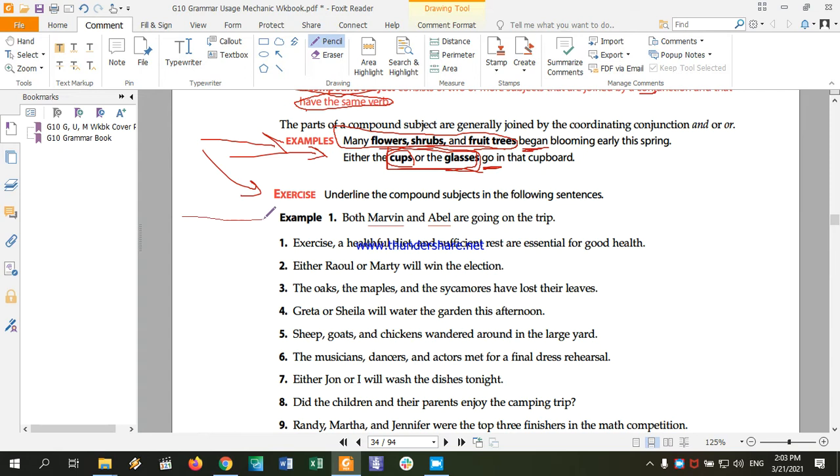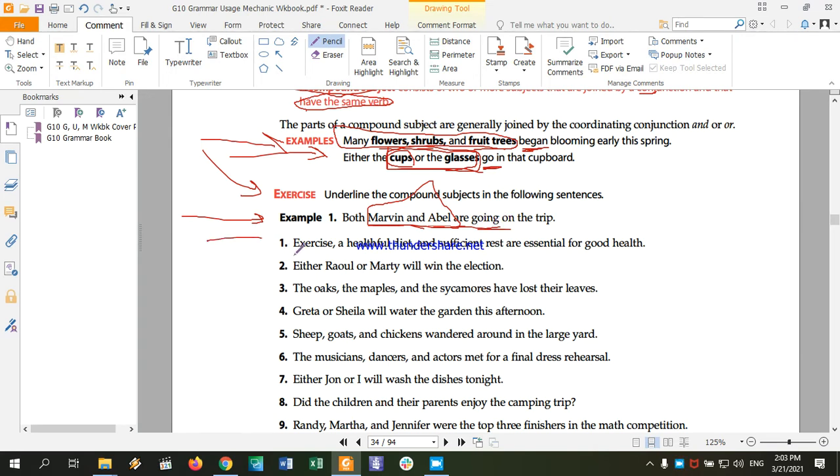Example 1 is already made, so I'm going to read it. Both Marvin and Abdul are going on the trip. So here our compound subjects are Marvin and Abdul. And the verb is are going, which is in the present continuous.